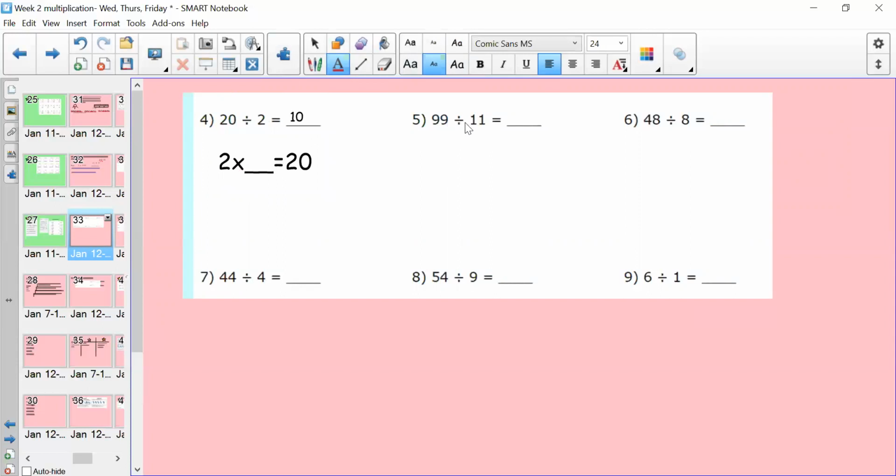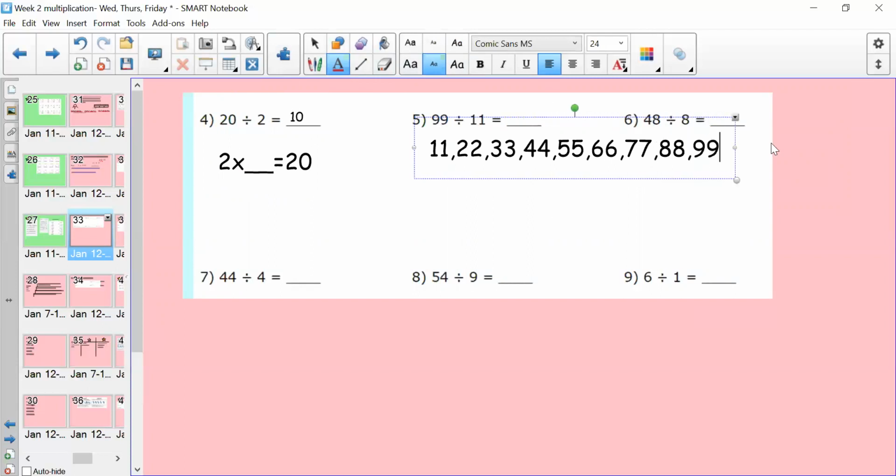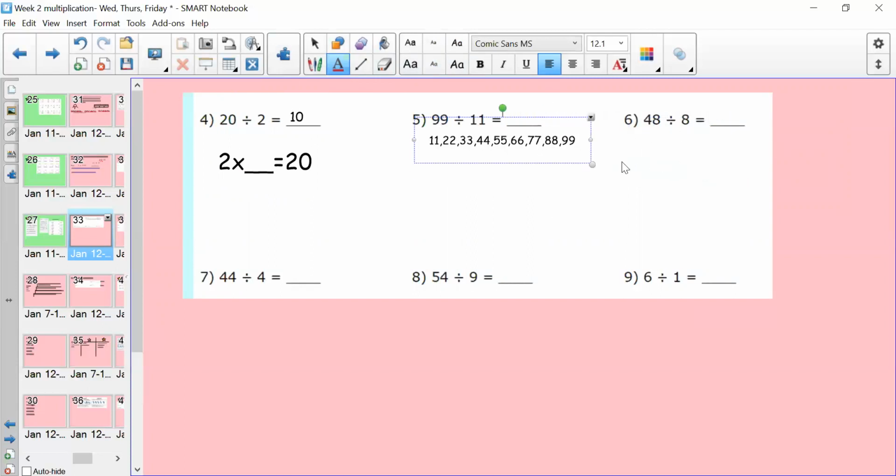Right, then this one, 99 divided by 11. So I could have counted up in 11s to 99. So I could have gone 11, 22, 33, 44, 55, 66, 77, 88, 99. And I would have counted 1, 2, 3, 4, 5, 6, 7, 8, 9 times. Or I could have gone 11 times what equals 99. And then my answer would have been 9.